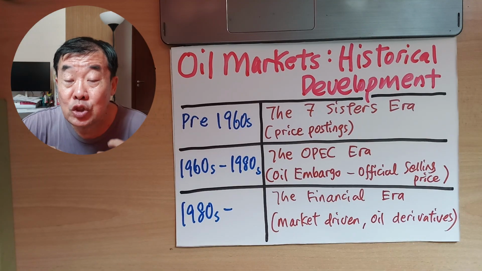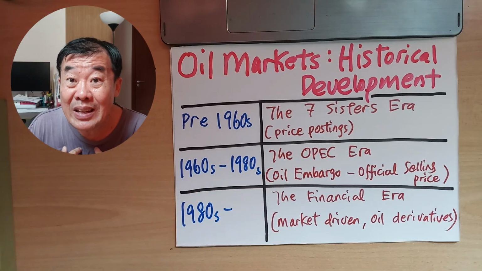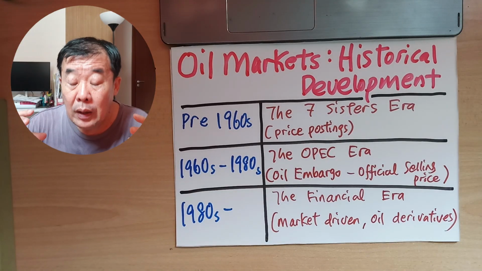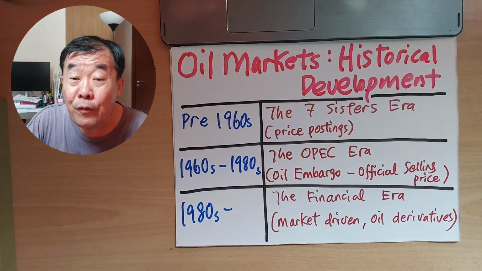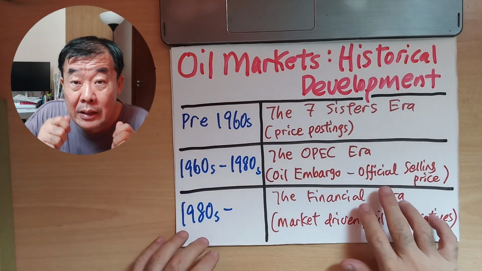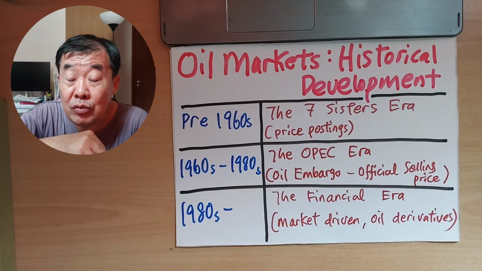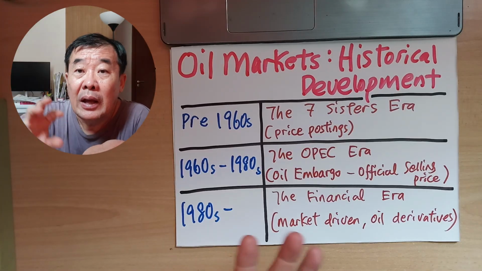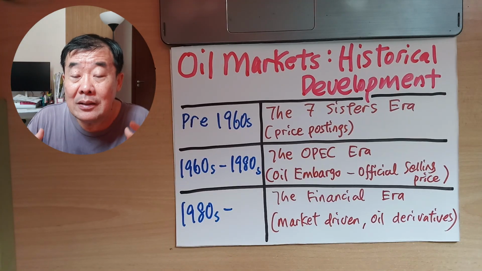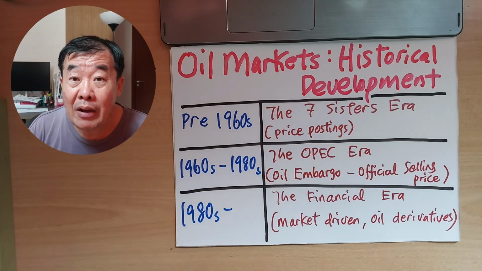They took back, they nationalized all the oil reserves in their own countries, and then they started to set the price. It's called the official selling price. The selling price is not the royalty to operate the reserve. It's for the oil that comes out from the reserve. OPEC decides what price you need to pay to buy from me.